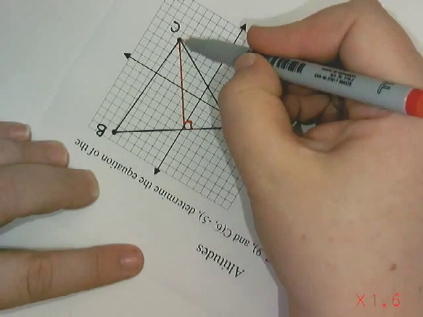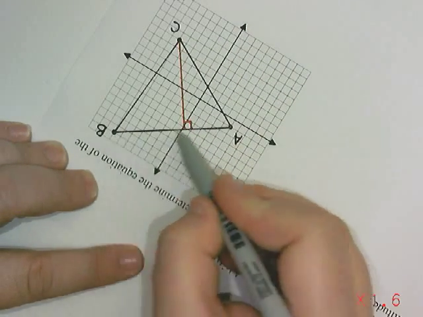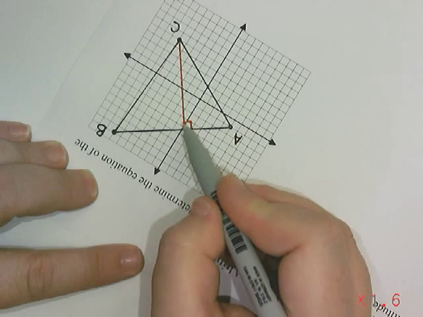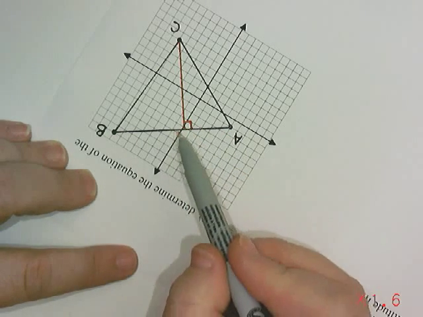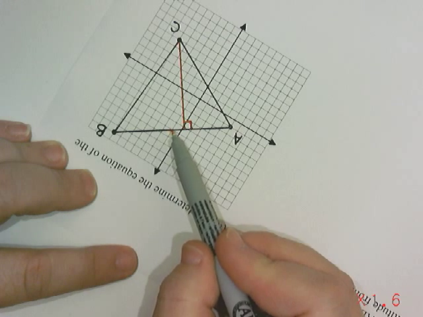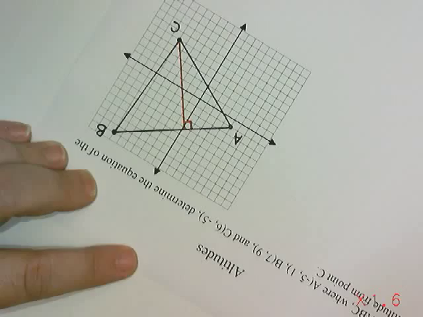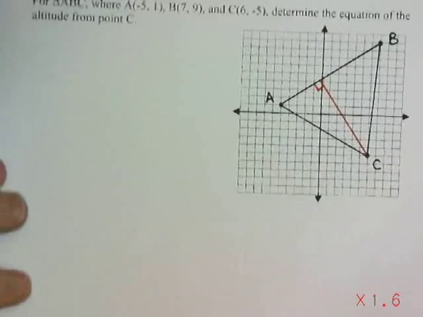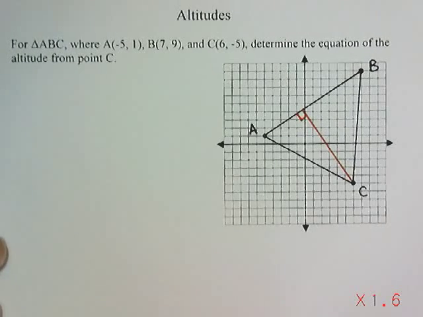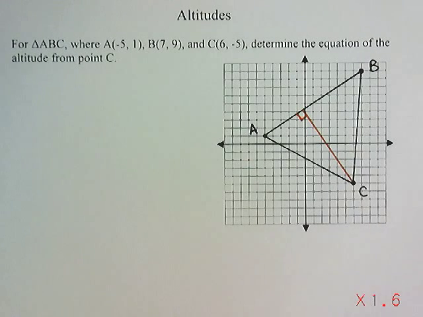So it comes straight down and then it hits the other side at a 90-degree angle. I put the little square to show a 90-degree angle. That is not the midpoint of the triangle, right? It's not halfway, it's just wherever that 90-degree angle happens to fit. So I am going to turn my page back around. And the question is asking us to find the equation of that altitude.